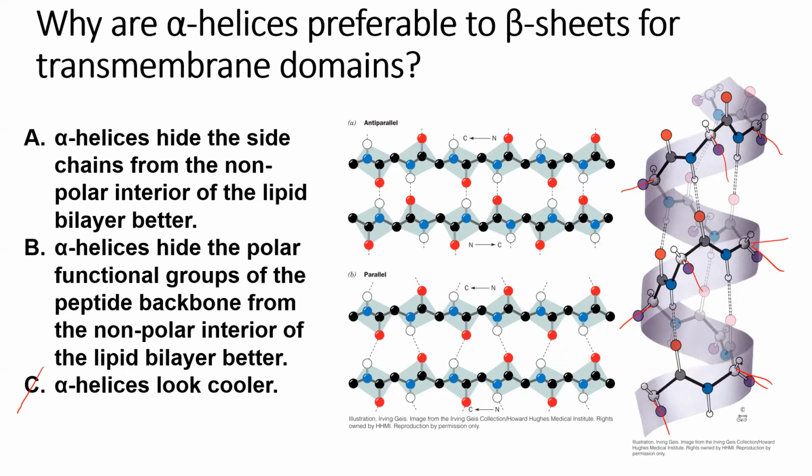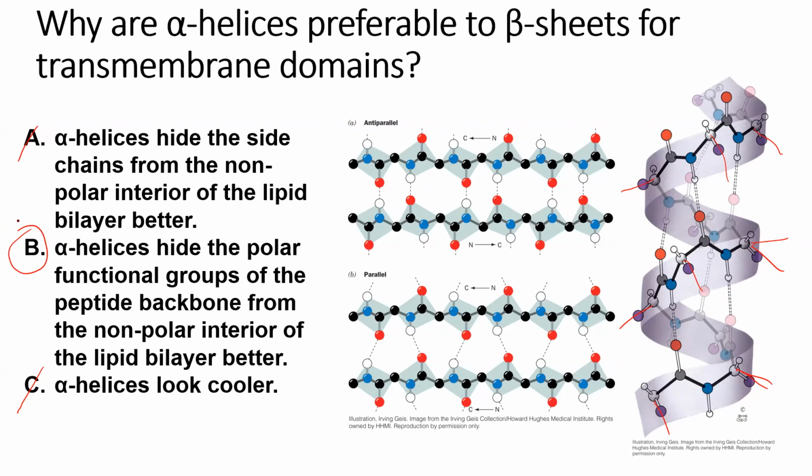So it's important that the side chain residues that compose the alpha helix that's going through a lipid bilayer are compatible with the hydrophobicity of the lipid bilayer, okay? So by process of elimination, B is correct, right? But let's talk about that a bit more in depth.